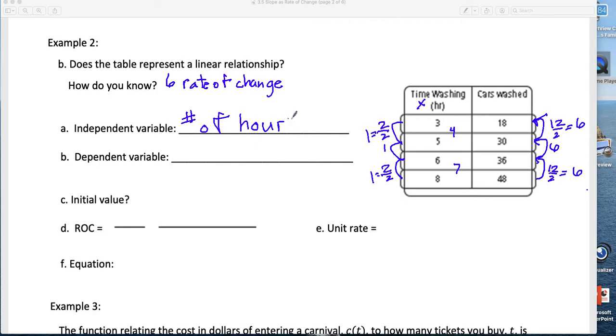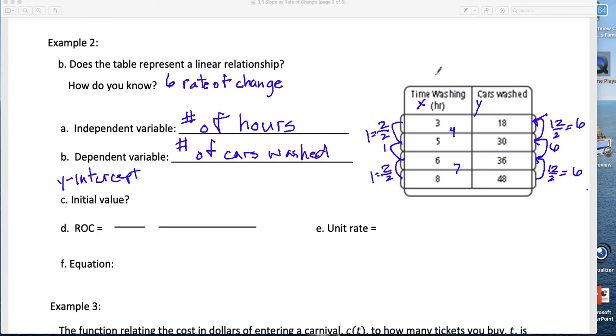But you're going to figure out that if you put number in front of it, it makes more sense. All right, cars washed then is going to be Y. So this is number of cars washed. What I don't have right now, because I don't have a value in this table for 0, is I can't find my initial value, which is a y-intercept. So we're going to have to find it in the table. We learned how to do that already.